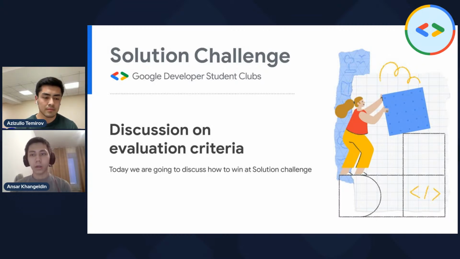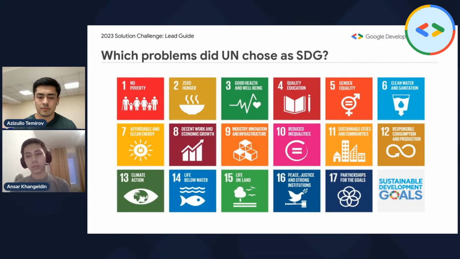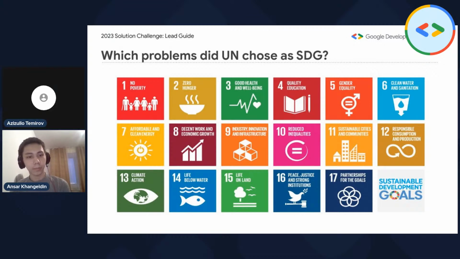Okay, let's start. I will tell you about the impact criteria. What is the Solution Challenge all about? It is all about solving the United Nations Sustainable Development Goals. You can see all the goals that the United Nations have chosen to solve, and it is one of the most important parts when you start your project. So you have to choose one of these problems, or maybe several problems if you want, and you have to think how you will solve it.